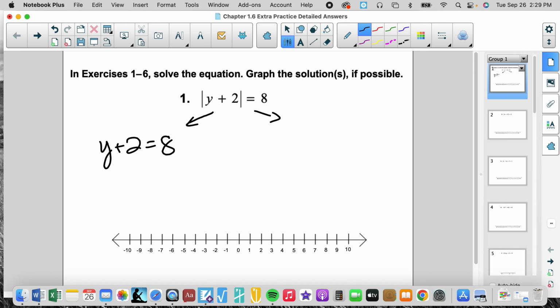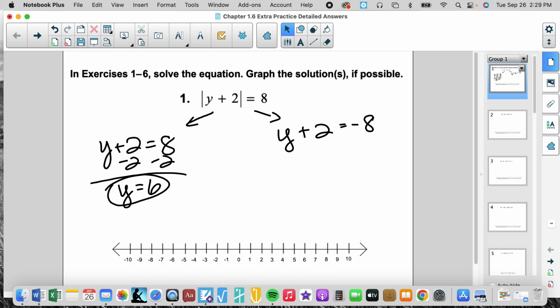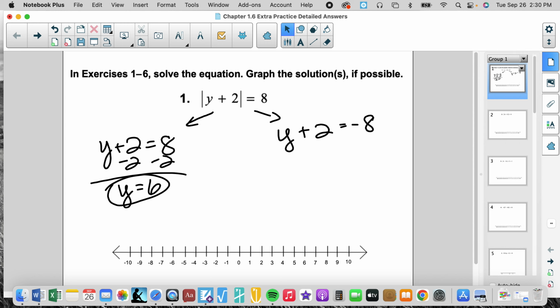the inside of the absolute value, because we want to know what value for y will make it equal, +2 will make it equal to 8. So we're going to solve and isolate. If y equals 6, we would get 6 plus 2, which is 8, and the absolute value of 8 would be 8. What is the distance of 8?